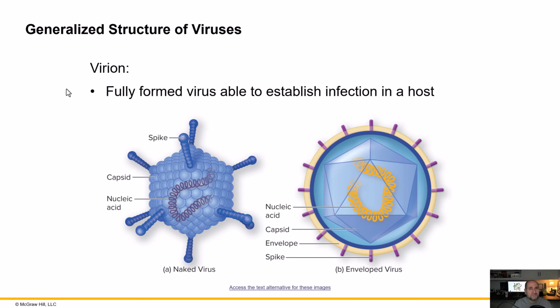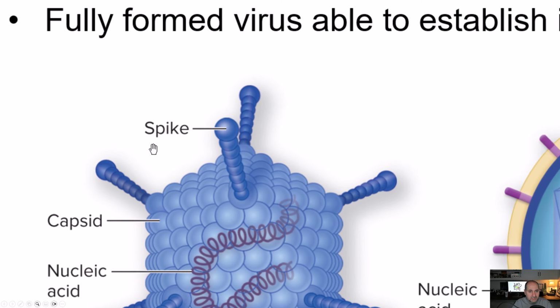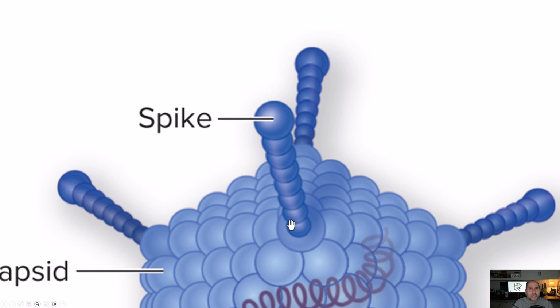Now, the term for a specific viral particle is known as a virion. A virion is a fully formed virus, which is able to establish infection in a host. So when I point to a virus, that's known as a virion. And at the core of every virion is the nucleocapsid, the nucleic acid genome plus the protein capsid. And remember, whether that nucleocapsid is naked, like the one on the left, or enveloped, like the one on the right, these viruses have spike proteins on the surface. See these spike proteins on the surface, which are required for binding to host cells.